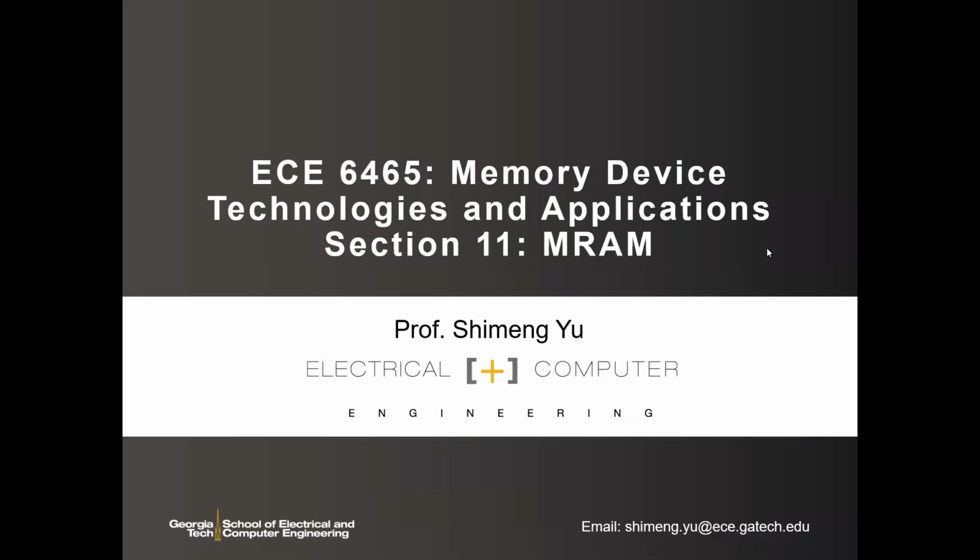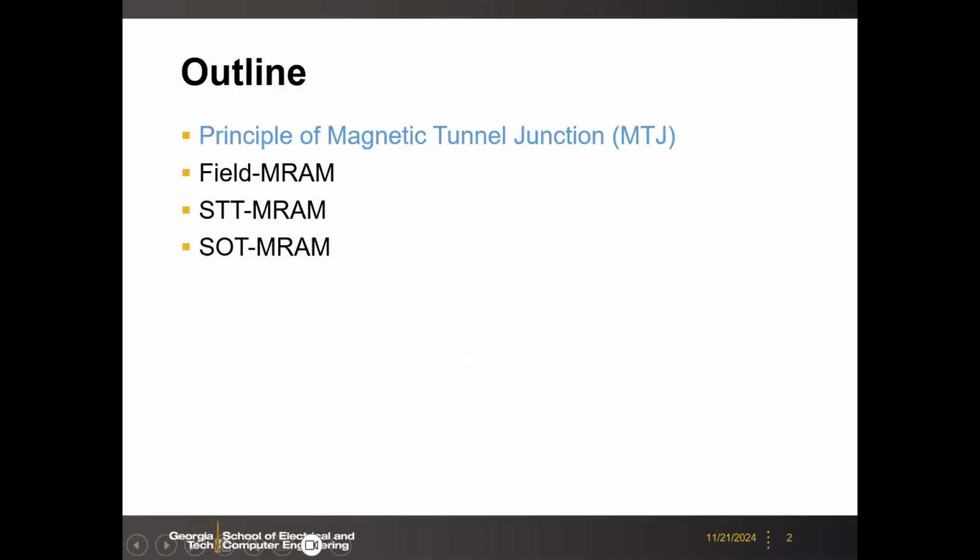So today we will continue our discussions on the emerging non-volatile memory, and today is about MRAM. First we will talk about the principle of the MTJ, the magnetic tunnel junction. This is a key building block for the MRAM technology. And then we'll talk about three options for the MRAM technology: field MRAM, STT-MRAM, and SOT-MRAM.